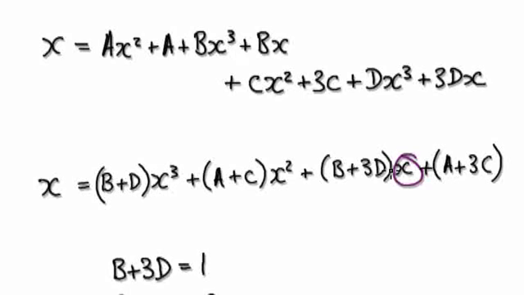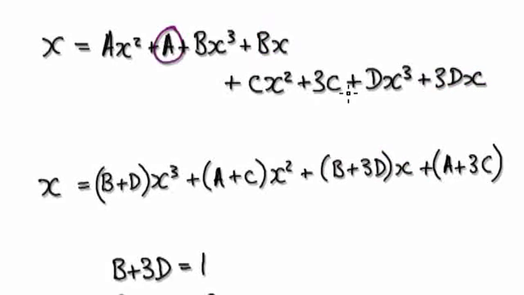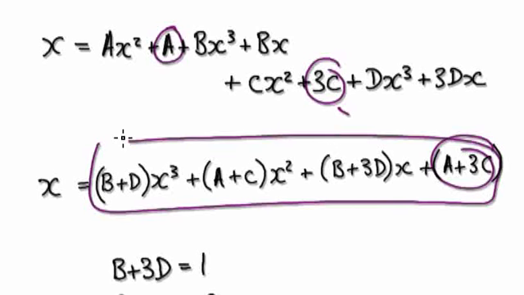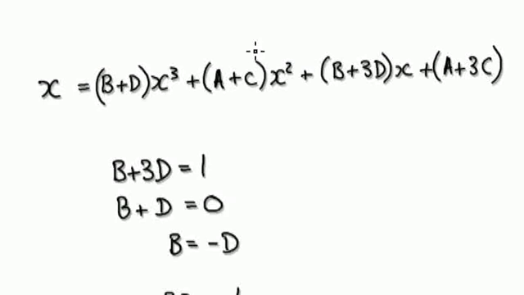And then the next one would be single x and single x. So b plus 3d, b plus 3d, and the last one is a constant, a single number here. So yeah, just tidy up. It will then take you to here. Now it's just using basic simultaneous equations here.